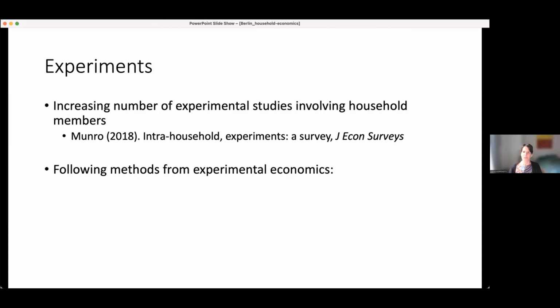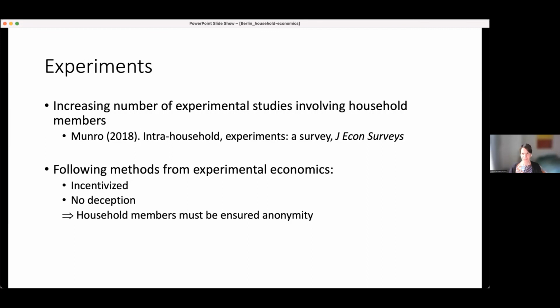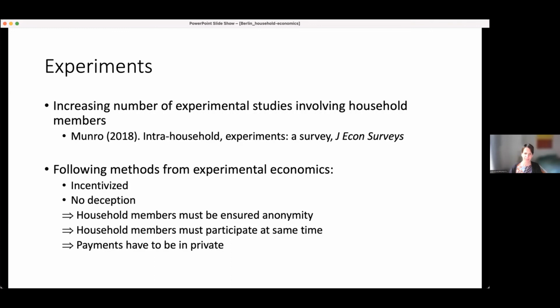And basically these kinds of experiments try to use the methods from experimental economics. So they incentivize behavior, and there's no deception, which in a household context is very complicated, because you have to ensure that things are really anonymous, where people know that they're actually going to meet again. You have to ensure that people cannot talk to each other during the experiments. They have to participate at the same time in some way. You have to ensure that the payment is private, not visible to the other, unless you want to study exactly that. So it's a very challenging field to study, but there are lots and lots of studies by now, many of them from people in development economics.